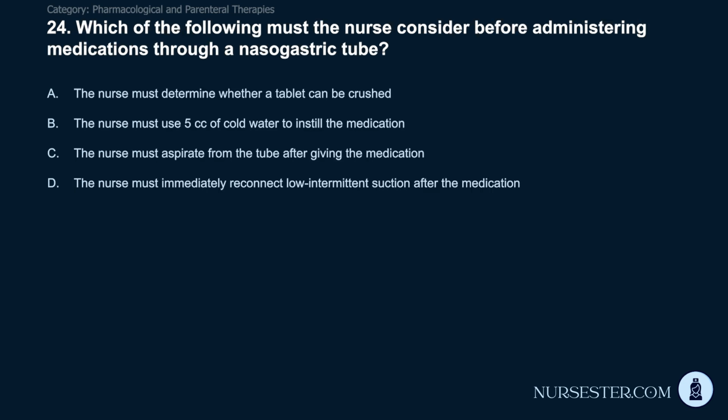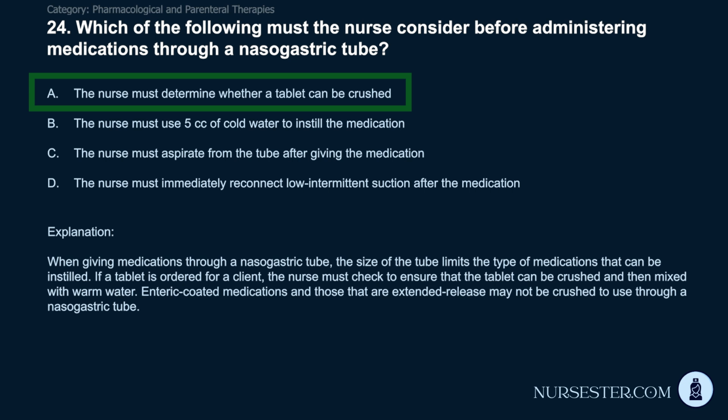24. Which of the following must the nurse consider before administering medications through a nasogastric tube? A. The nurse must determine whether a tablet can be crushed. B. The nurse must use 5 cubic centimeters of cold water to instill the medication. C. The nurse must aspirate from the tube after giving the medication. D. The nurse must immediately reconnect low-intermittent suction after the medication. Correct answer: A. The nurse must determine whether a tablet can be crushed.